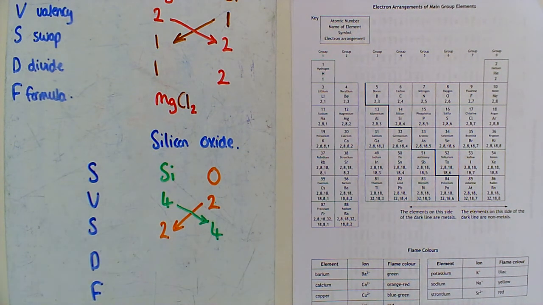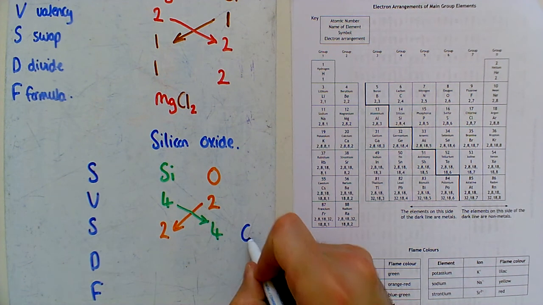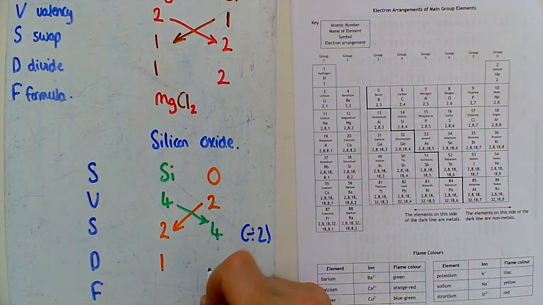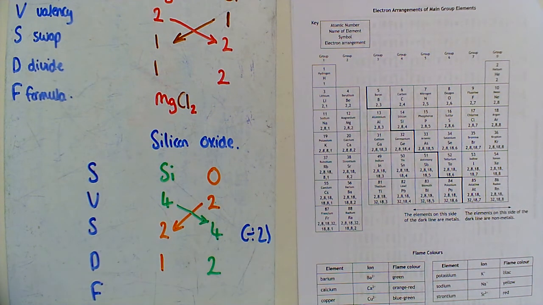Now we look, can we divide? Can we simplify that down? Is there a number we can divide both things through? And we can. We can divide both of these numbers by 2. So we can divide both by 2, and what we end up with is a 1 and a 2.